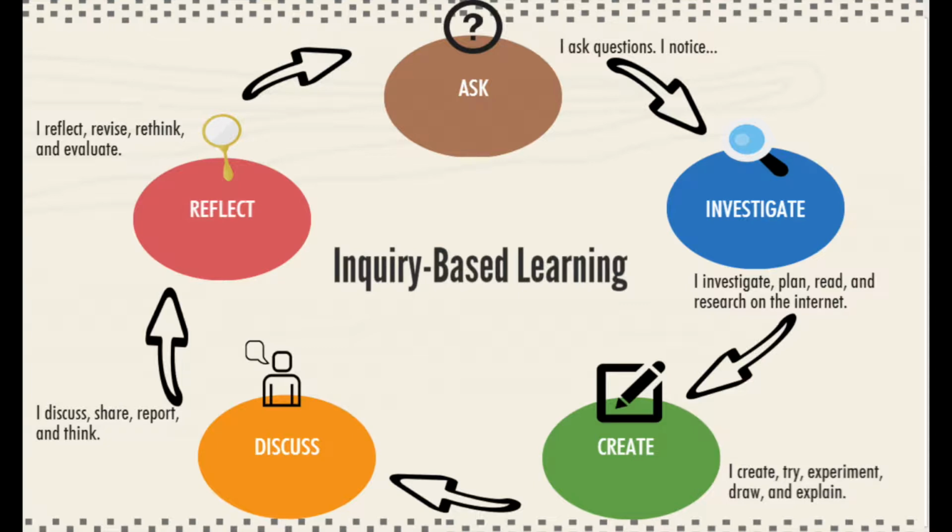And the next step is to create. I create, try, experiment, draw, and explain. And students are going to use the evidence they find to prove their thoughts. The next one is discuss. I discuss, share, report, and think. Collaborative learning is involved in this process, and lots of learning happens in peer communication. And finally comes reflection. I reflect, revise, rethink, and evaluate.